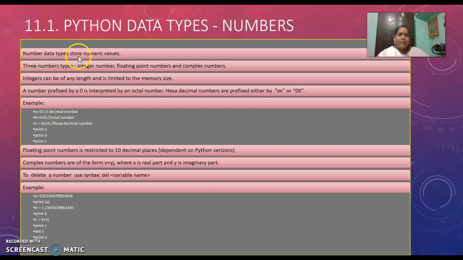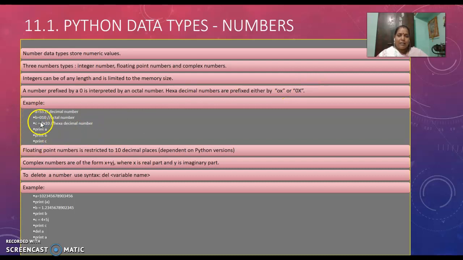Number data type is used to store numeric values. 3 types of number data type are available: integer number, floating point number and complex number. Integers can be of any length and are limited only by the memory size. A number prefixed by 0 is interpreted as an octal number, and a hexadecimal number is always prefixed by either 0 followed by small x or 0 followed by capital X.